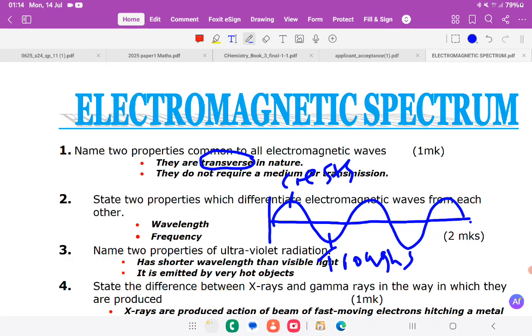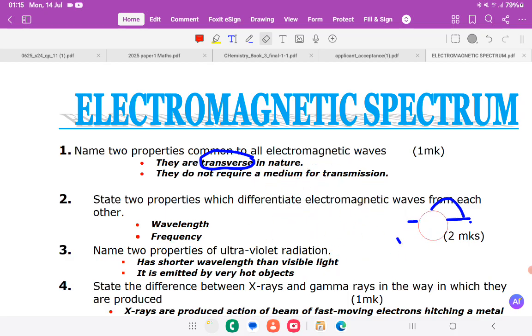So one of the properties is that they are all transverse waves, as opposed to being longitudinal. Electromagnetic waves are not longitudinal waves; they are transverse in nature. So that's one property.